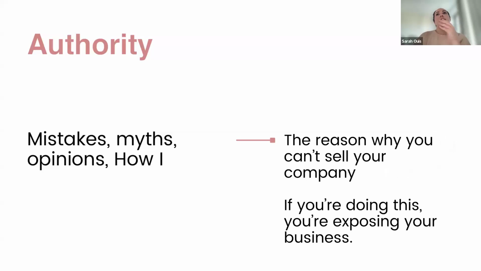So here is the first example, again in the corporate space: the reason why you can't sell your company. Again, this is what you believe, but it's not something that your competitor might believe to be true, right? So that's one example. Number two: if you're doing this, you're exposing your business. Again, someone might agree, someone might not, but that's okay. Having authority is about getting more of the right people and removing the people that just aren't a fit for whatever reason. So that's the second type of content, authority.